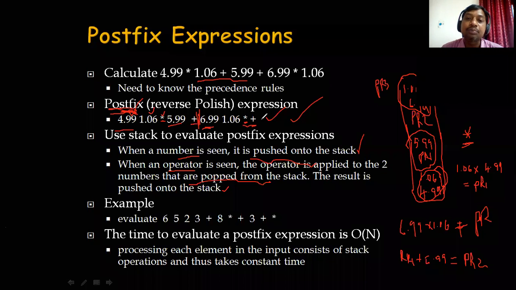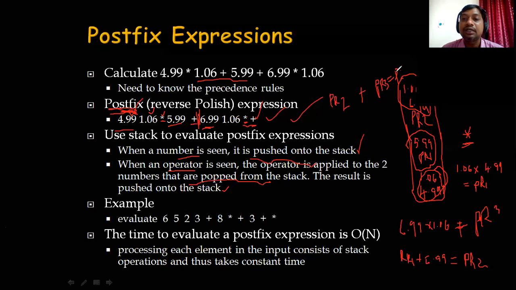Now the next input symbol is plus. You have to pop off PR2 and PR3, perform the operation between partial result 2 and partial result 3, and insert the final result. After completely processing the input string, your stack will contain the result, the value of that expression.